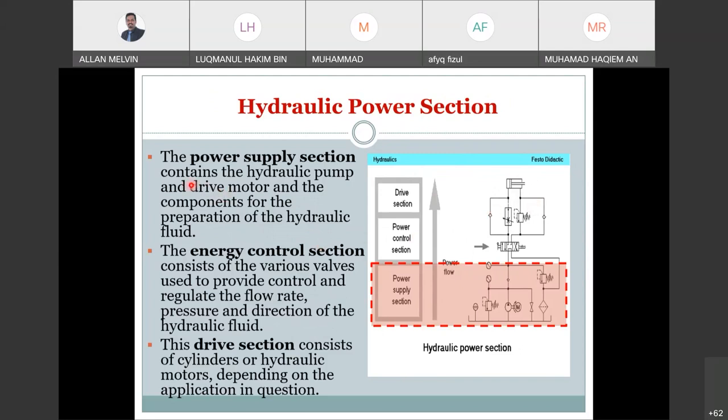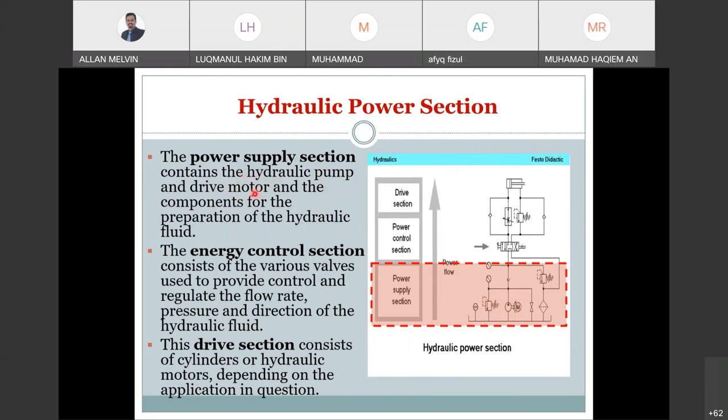Okay, so hydraulic, the power supply section. Okay, so power supply section. So similar like pneumatic, it starts from bottom to up. Okay, so that's a rule of thumb lah, or the good practice. Okay, so all your supply will be down here. So your processing or the control will be at the middle, and your drive or the power element will be on top. Okay, so power supply section contains the hydraulic pump. Okay, so you have a hydraulic pump. So this and this symbol.